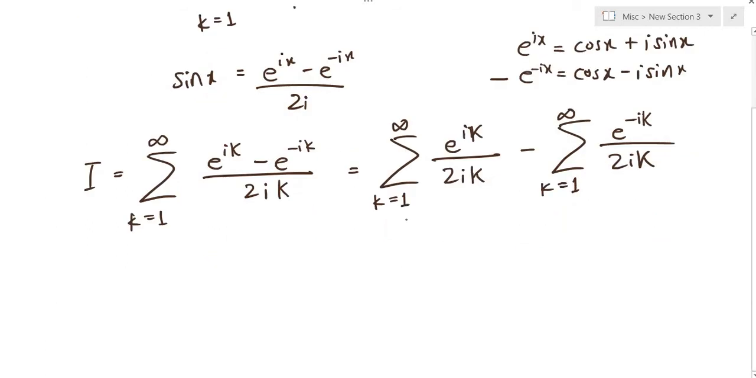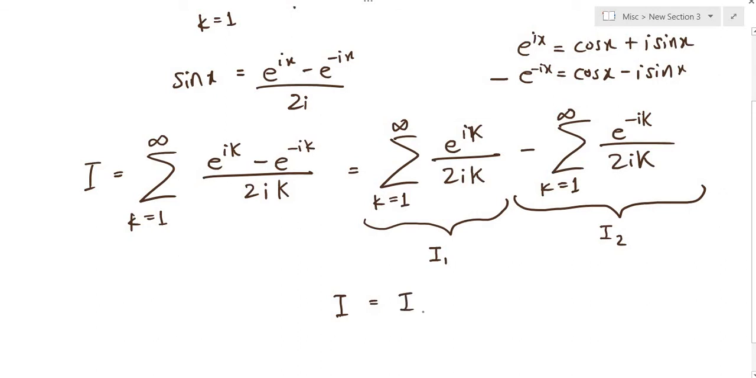So I is basically the difference of two sums. Let's evaluate them separately. Let's call the first one I1, and the second part along with the negative I2. So our grand equation now is I is equal to I1 plus I2, because we took the negative sign along with the entire I2 expression. So let's do I1 now on a separate page. See you there.